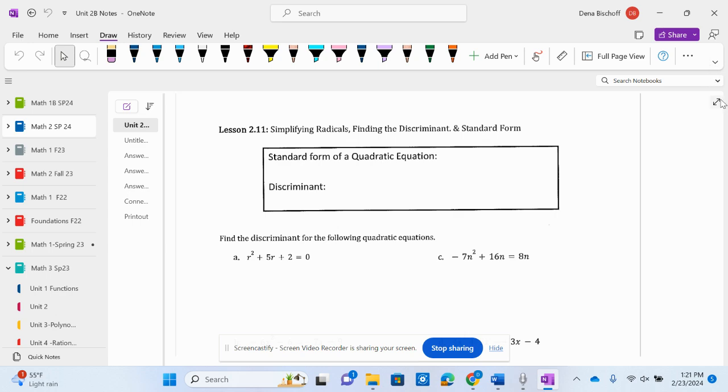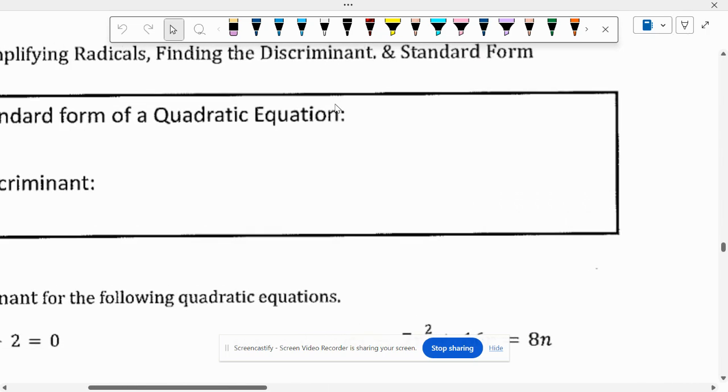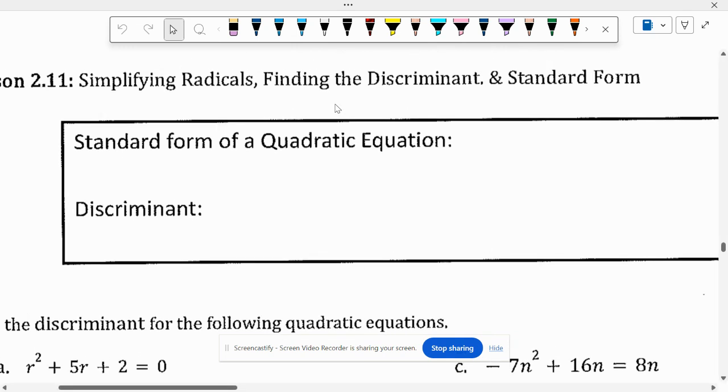Radicals, simplifying radicals, and finding the discriminant and standard form. So the first thing it's asking us for is the standard form of a quadratic equation.